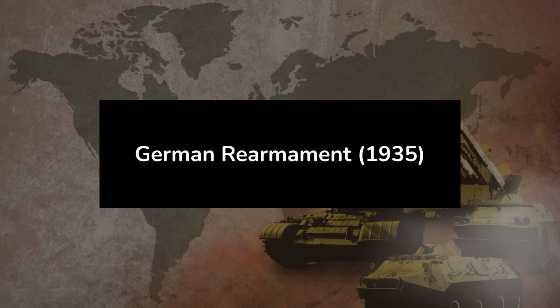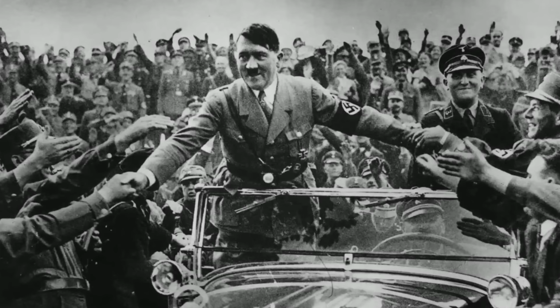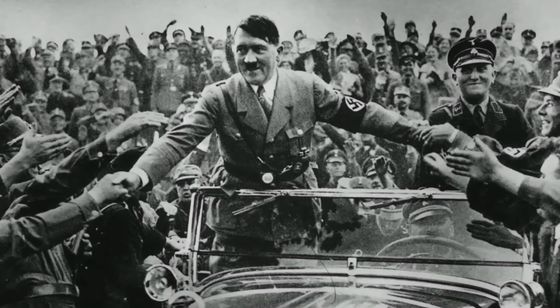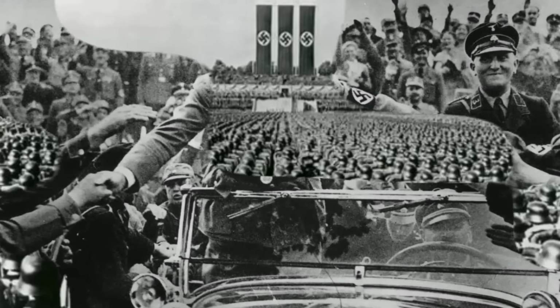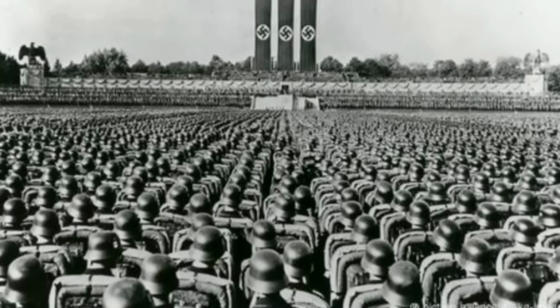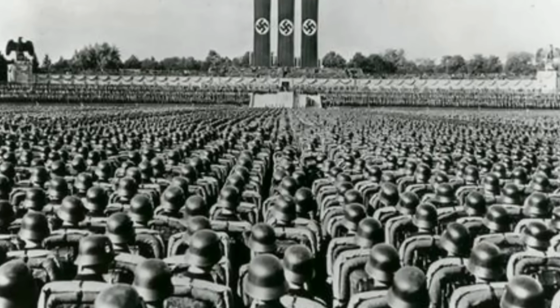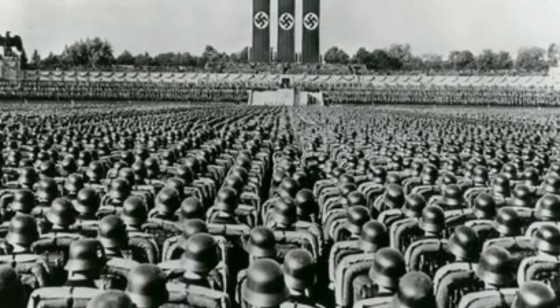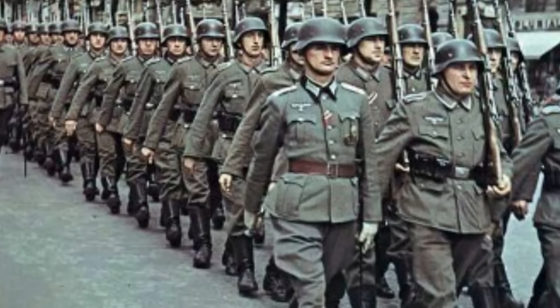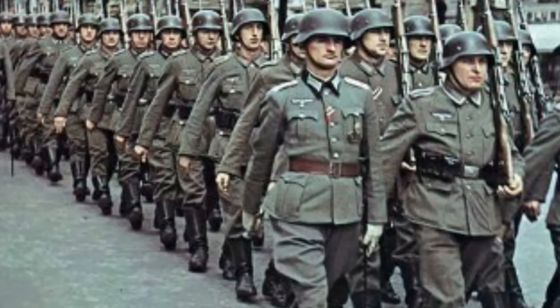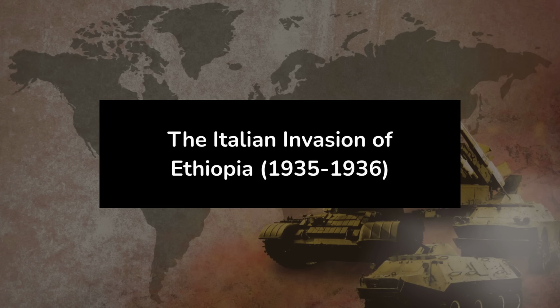3. German rearmament, 1935. In 1935, Hitler began rearming Germany, breaking the terms of the Treaty of Versailles. He introduced conscription and built a large military force. This aggressive move threatened neighboring countries and pushed Europe closer to war, as many feared that Germany was preparing for further expansion.